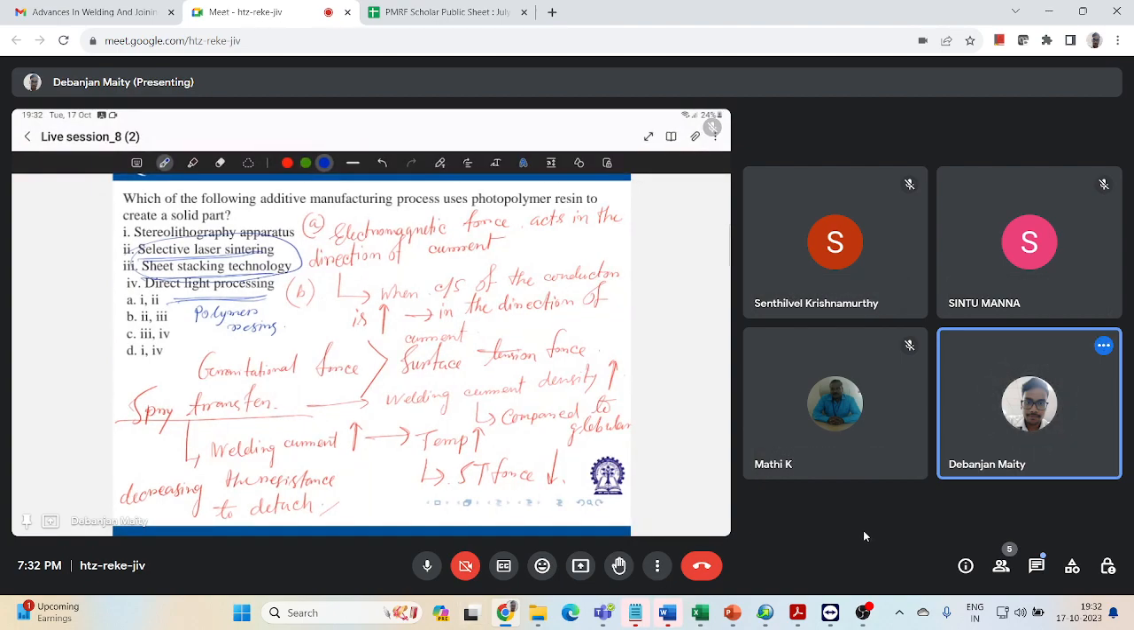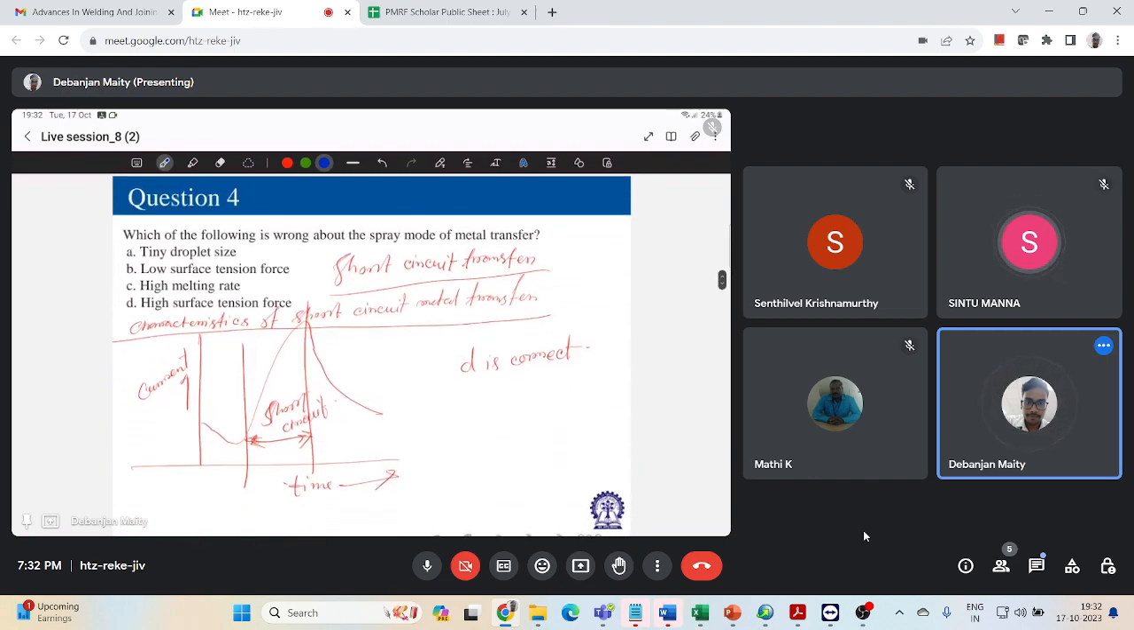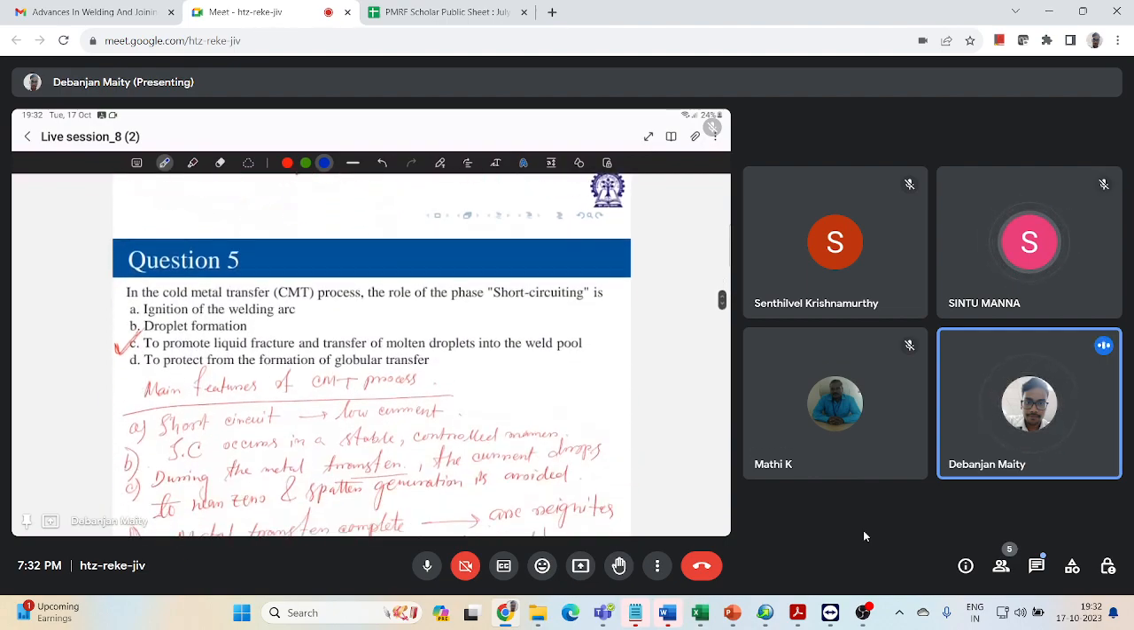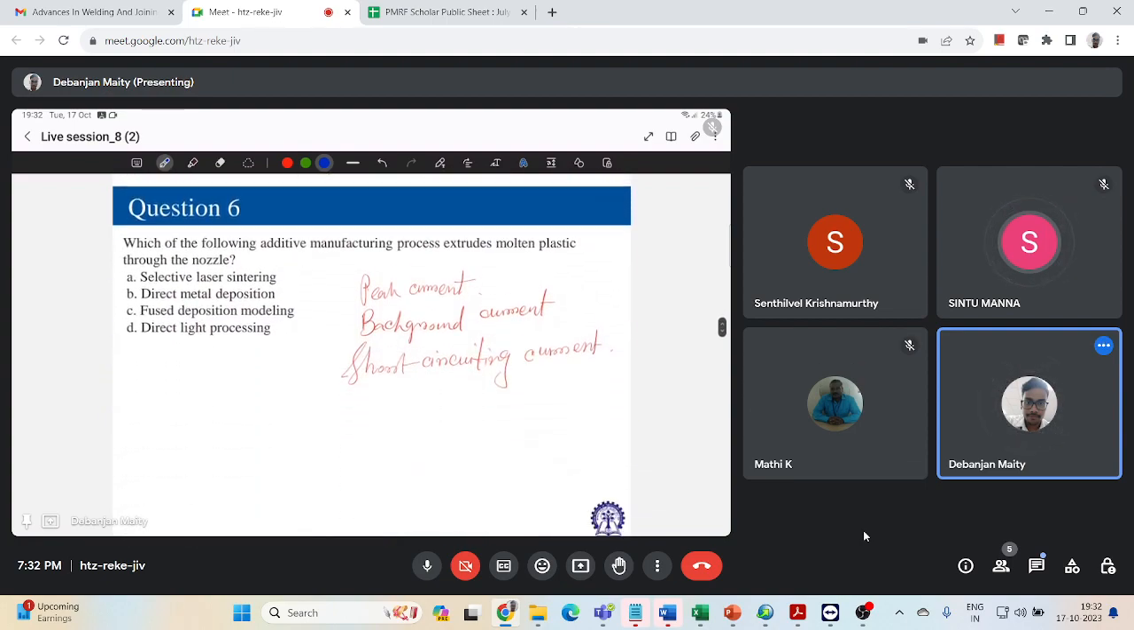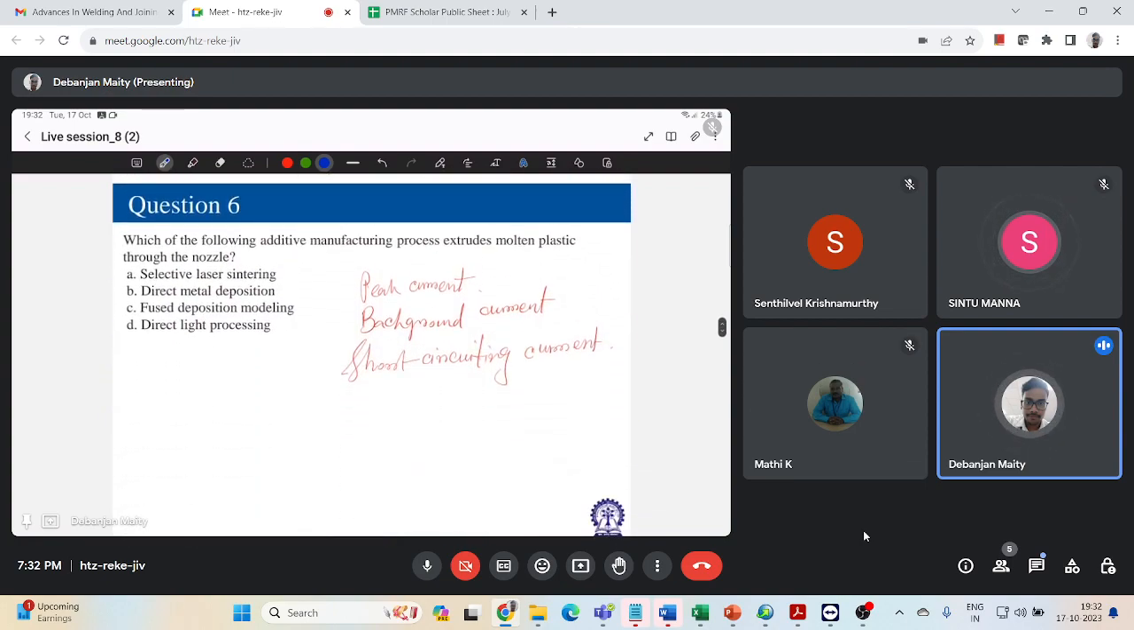Agreed? Yes, sir. Yes, we have done. Which of the following additive manufacturing processes extrudes molten plastic through the nozzle?